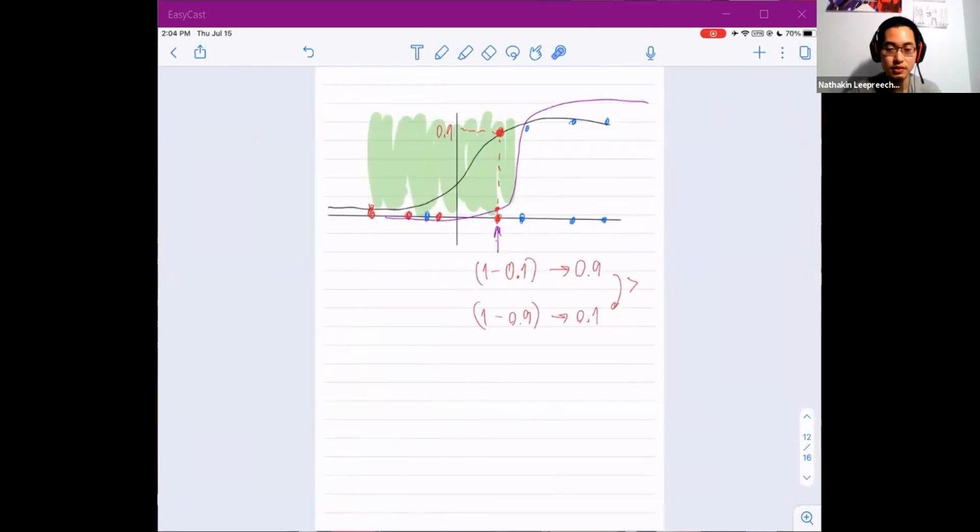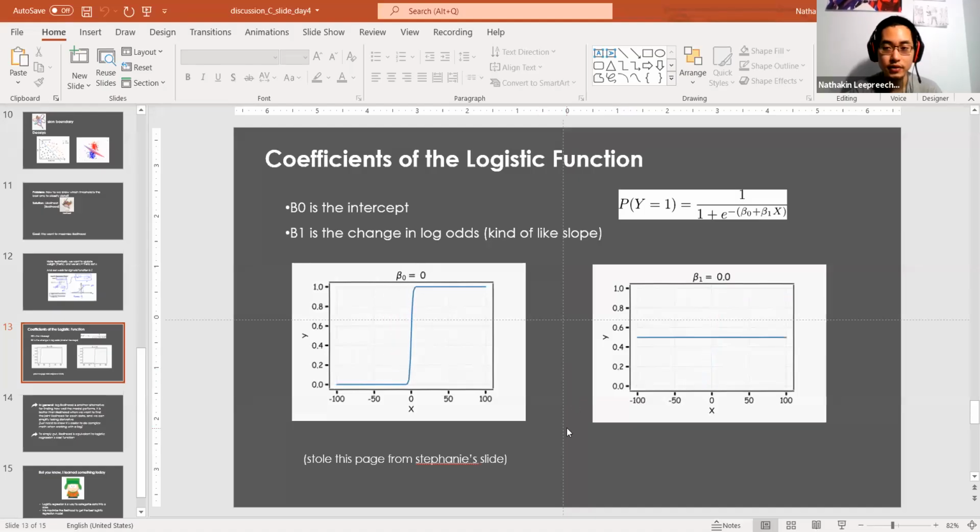Let me switch to my PowerPoint real quick. There. Do you see my mouse? I wonder if you see my mouse.